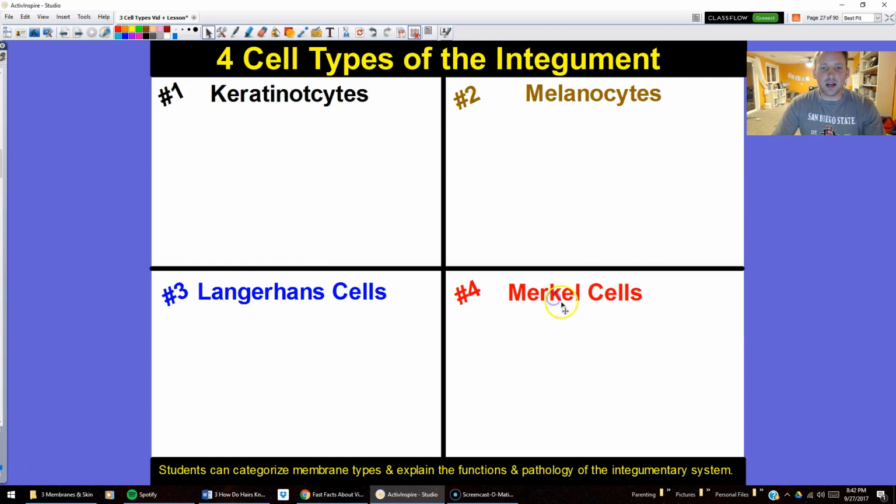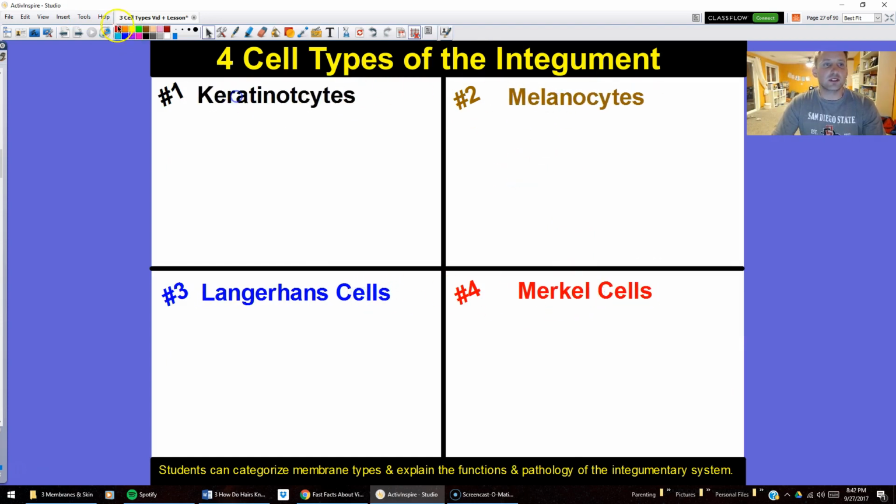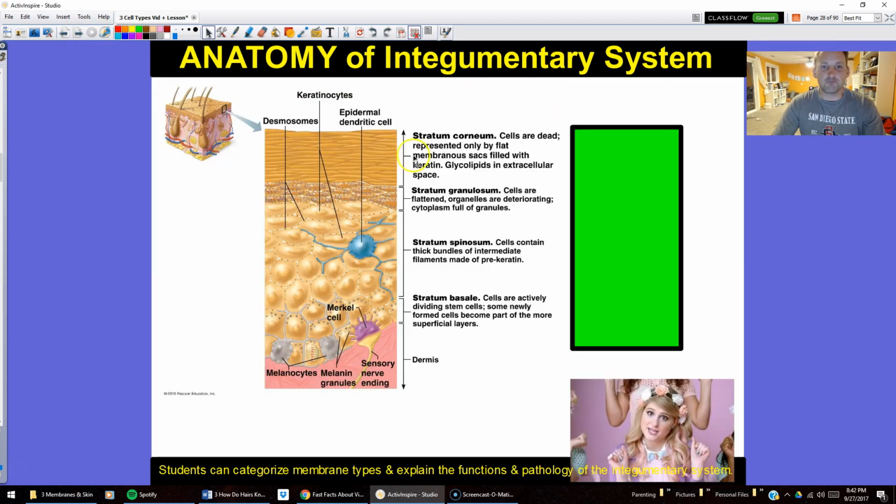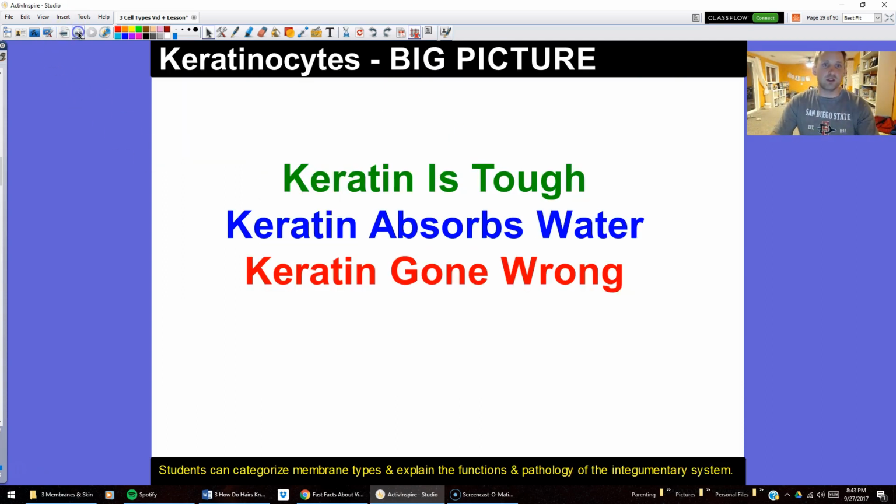Okay, so we talked about Merkel cells, talked about Langerhans cells, talked about melanocytes. The only one left is keratinocytes. So again, this is the overview of the epidermis. The keratinocytes are everywhere. Everywhere you see these yellow cells that eventually die, their nuclei start to break up here and then become dead in your stratum corneum. All of these are keratinocytes. They hold the protein keratin. That is super important, and that's what we're going to learn about.